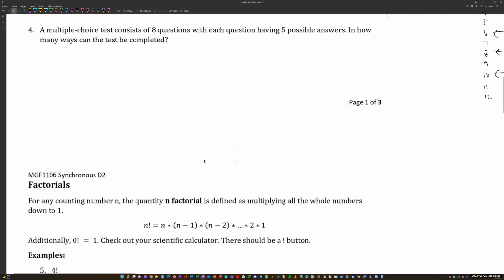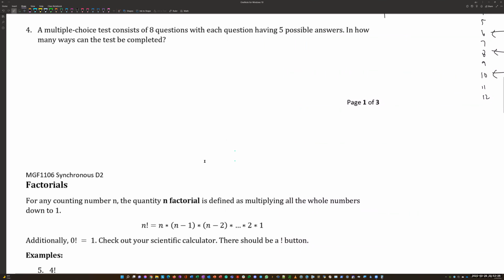A multiple choice test consists of 8 questions, each having 5 possible answers. How many ways can the test be completed? What would you say? Try and think of how many slots we have. How many slots do we got? 8. You have 8. 8 is correct.